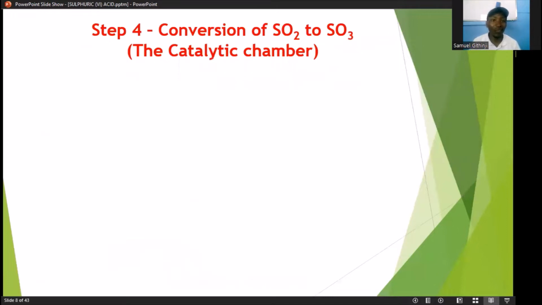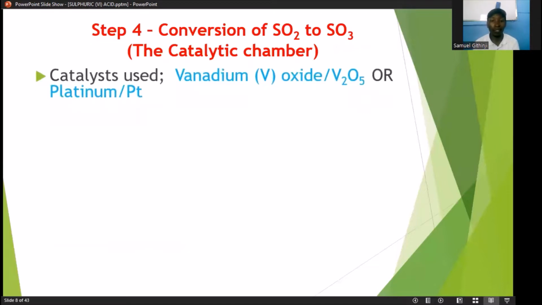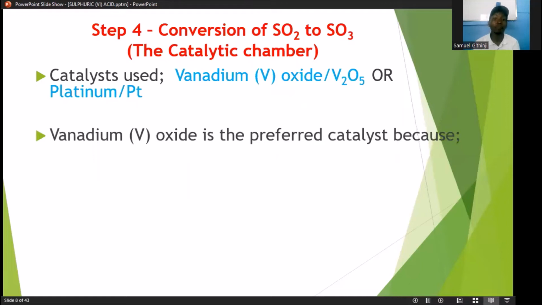Going on, conversion of the sulfur 4 oxide to sulfur 6 oxide. This will happen in the catalytic chamber. There must be a catalyst. Which catalyst do we prefer, or is used, for this process? Vanadium 5 oxide, otherwise called vanadium pentoxide, and platinum. Good. Vanadium 5 oxide is preferred.